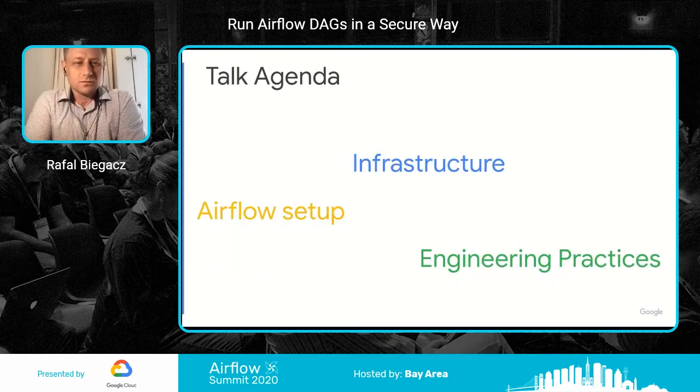I'm going to describe 8 practices that you can apply to make your DAGs be executed in a more secure way. If we could categorize those items, they could be divided into 3 buckets: infrastructure, Airflow setup, and engineering practices. During each practice or design pattern, I will mention which category a given item belongs to.